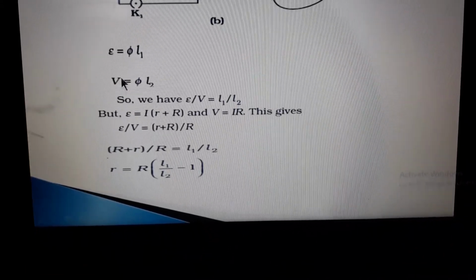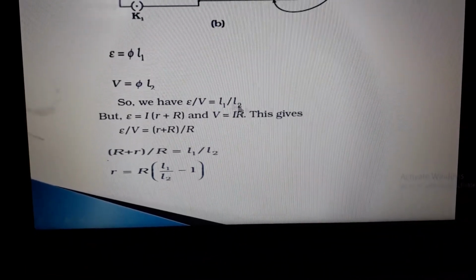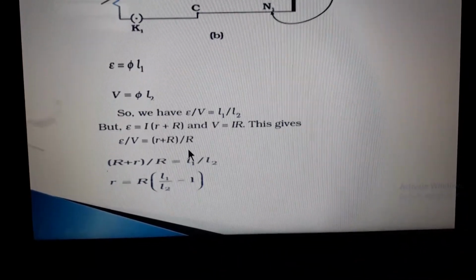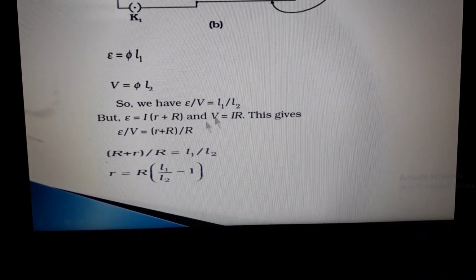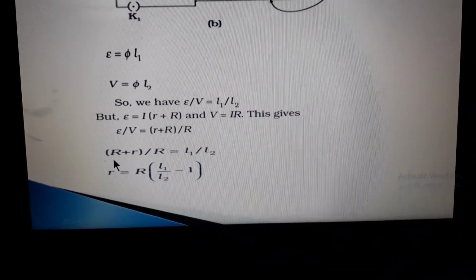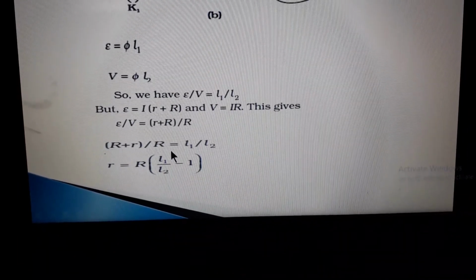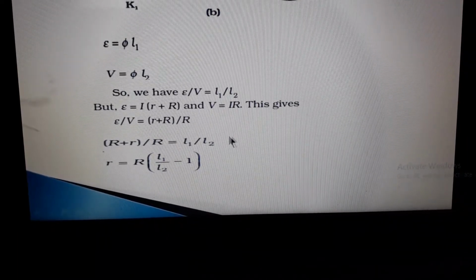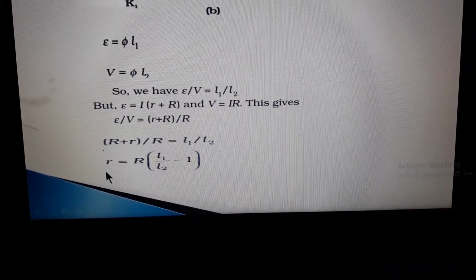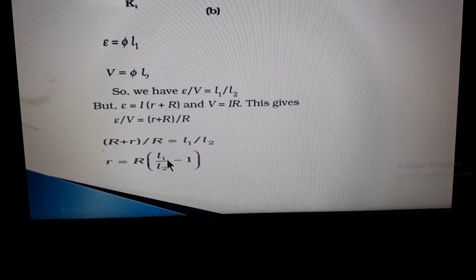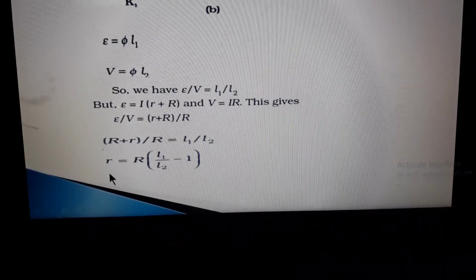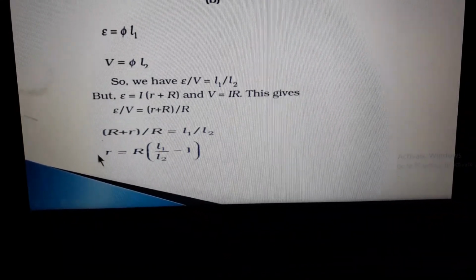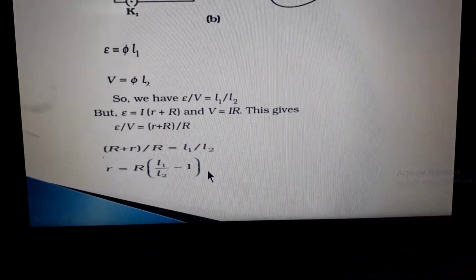Again, here E by V is equal to L1 by L2, but E by V is equal to this equation. So from this equation and that equation you can say that (R plus r) divided by R is equal to L1 by L2. When you solve this equation, you will get r is equal to R (L1 by L2 minus 1). Small r means internal resistance of the cell. So from this equation you can easily find out the internal resistance of the cell.